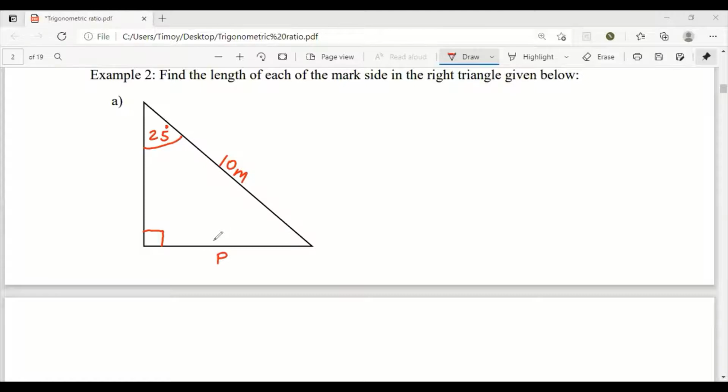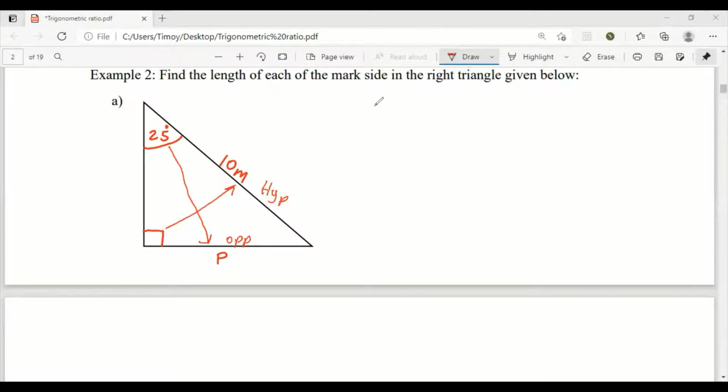The first thing that you would need to do is to label your triangle. If we draw a line from this 90-degree angle going across towards where 10 is, that would take us to the longest side, which is going to be the hypotenuse. Now, looking at the angle given, which is 25 degrees, if we draw a line from that angle going straight down, it will take us to the side where P is, and that would be the opposite, because this side is opposite to the angle. Therefore, we can use sine of an angle.